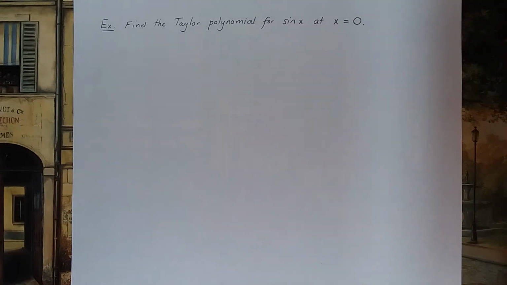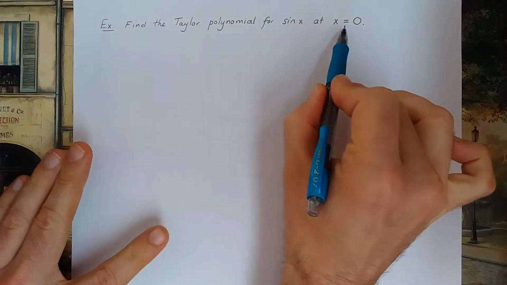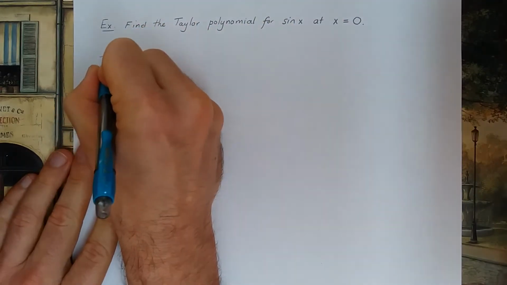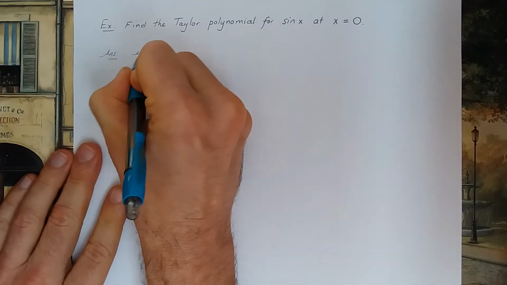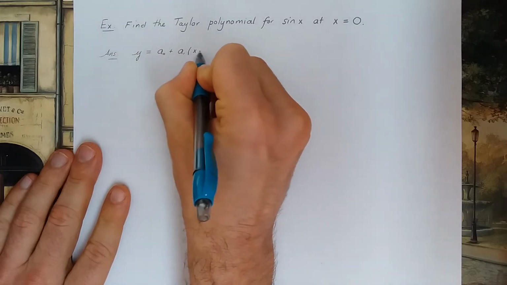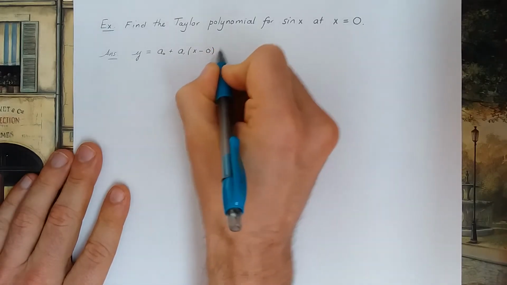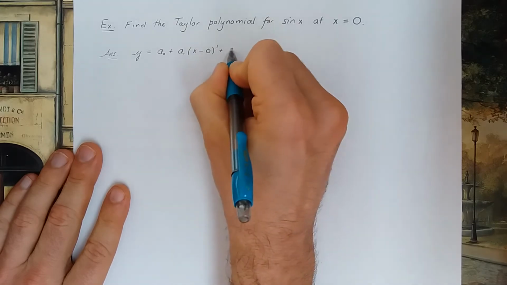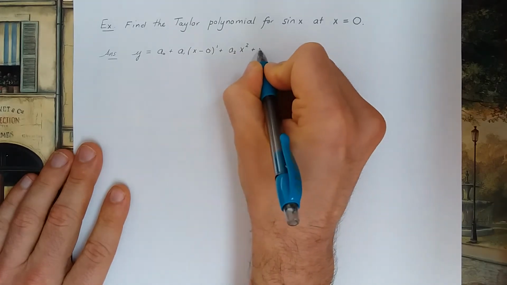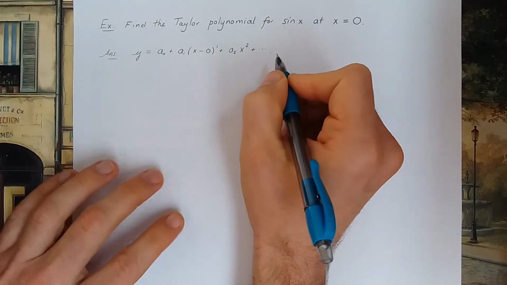All right, let's do another example of finding Taylor polynomials. This is another function, sine x, and I'd like to find the Taylor polynomial for sine x at x equals 0. So here's my answer. The Taylor polynomial looks like a0 plus a1 (x minus a). In this case, I'm taking a to be 0, so x minus 0 to the first, plus a2 (x minus 0) squared, and so on. So I keep going until I get a big term over here, the nth degree maybe.